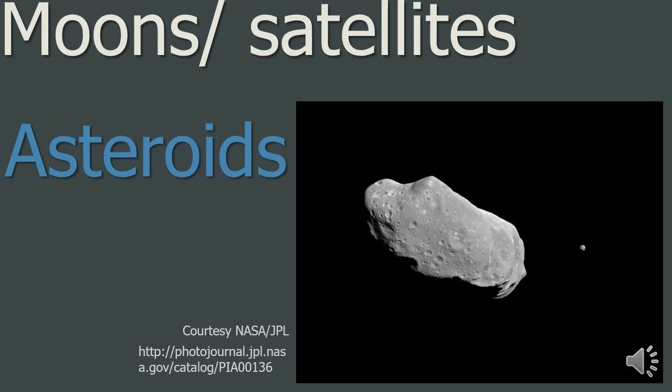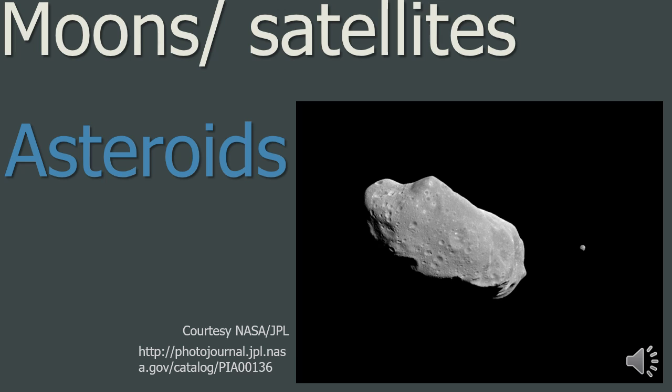Next, asteroids. These are small irregularly shaped rocks that orbit the Sun. Most of the asteroids in our solar system orbit in the main asteroid belt. This is between Mars and Jupiter. Asteroids are too small to keep hold of any atmosphere, but some larger asteroids have small companion moons, like this one here. This image shows Ida and its companion moon Dactyl.